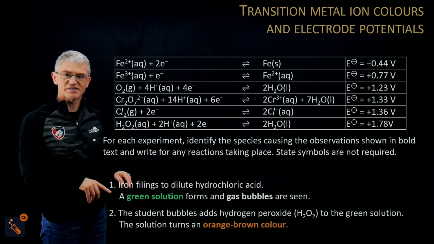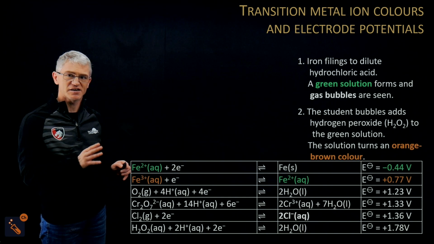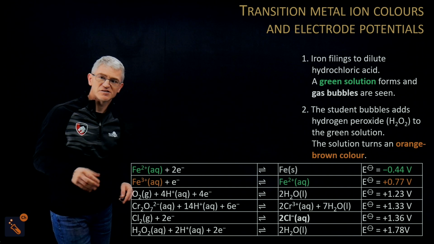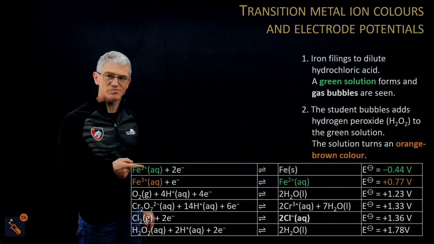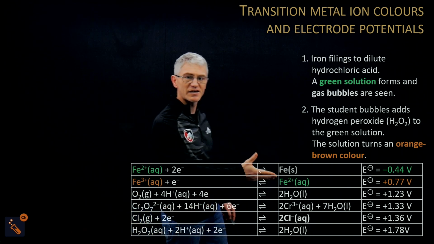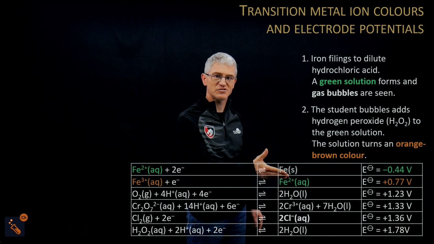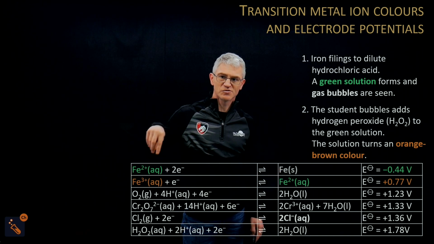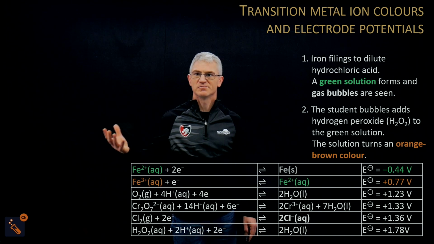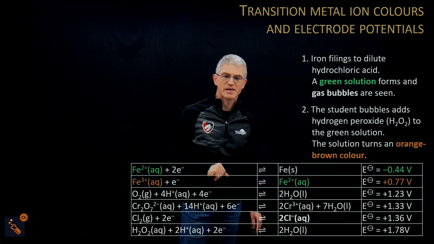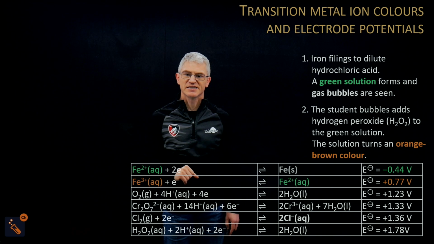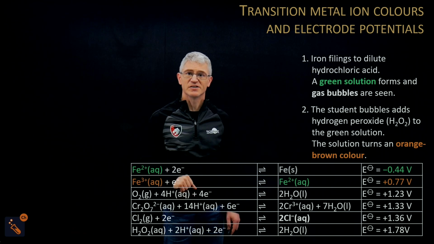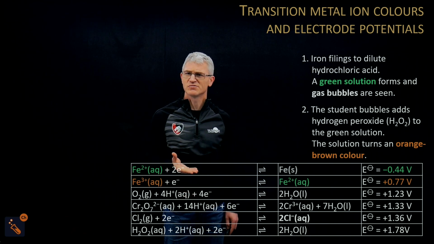If you look at the green, what is the green? Let's put this down here, and I've highlighted what the green is. The green is the Fe2+, and you see it here and here. That's just your normal metal. And your brown is your Fe3+. Now, if that is the case, let's have a look at the iron filings added to dilute hydrochloric acid.